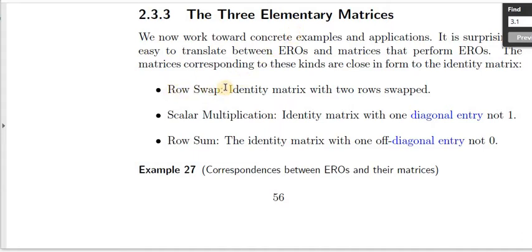If I want to row swap in a system of linear equations, then the row swap matrix is simply the identity matrix with two rows swapped. We'll see that in a minute. If I want to do scalar multiplication, then the identity matrix with one diagonal entry not 1 will multiply the corresponding row by that non-1 diagonal entry. And the row addition, which is really row plus a multiple of another row, is the identity matrix with one off-diagonal entry not 0. All right, so let's see some examples of how this works.